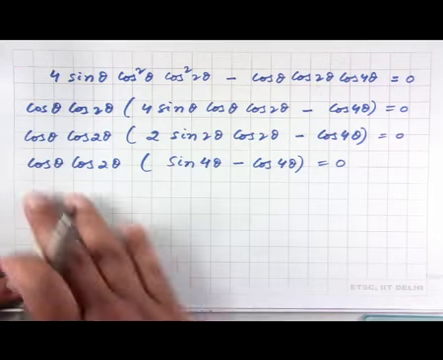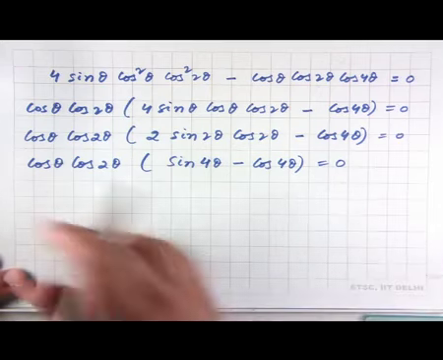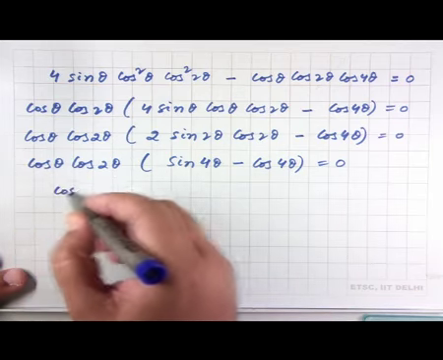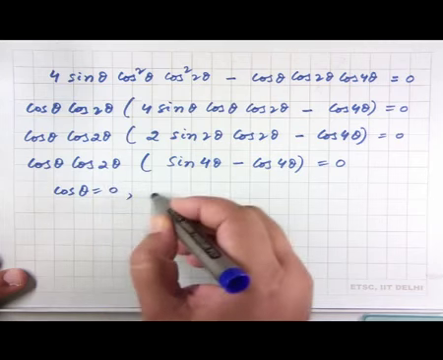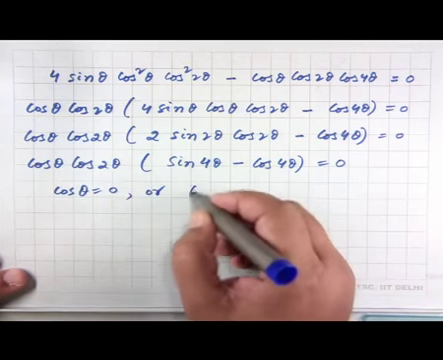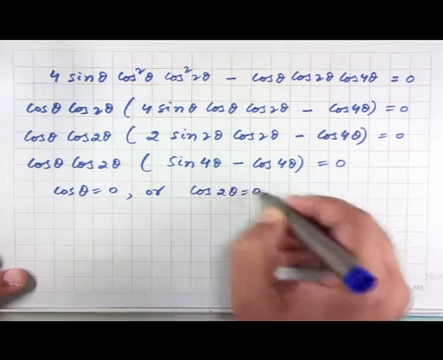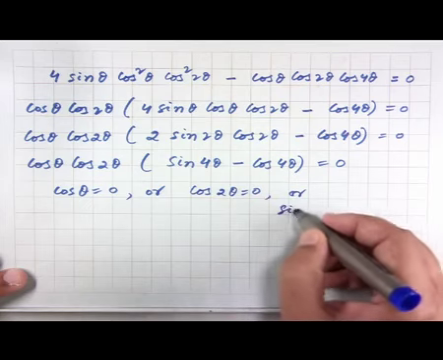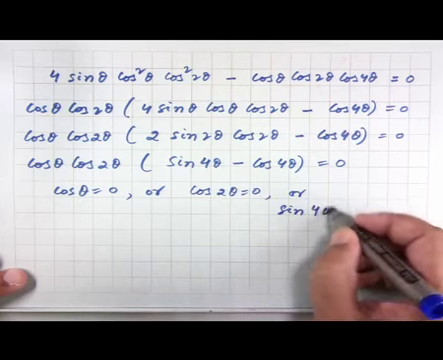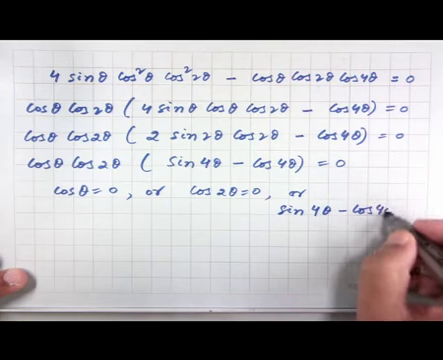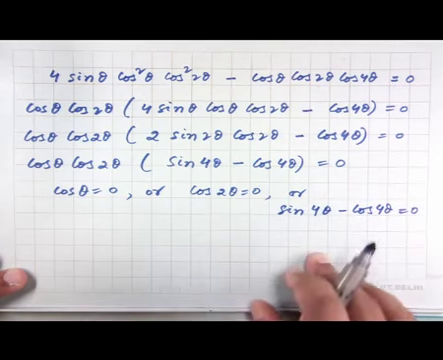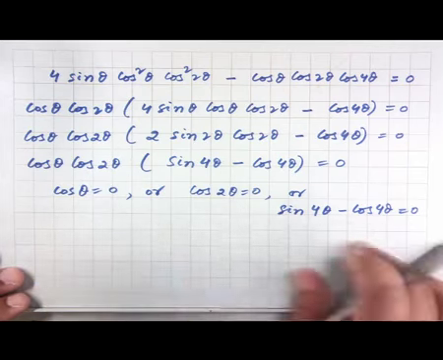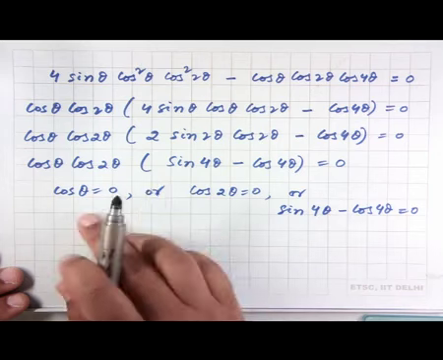So now this equation is 0 if and only if either cos theta is 0, or cos of 2 theta is equal to 0, or sin 4 theta minus cos 4 theta equals 0, either of these three. We need to find the solution set for each of these three different equations and take the union of all of them.